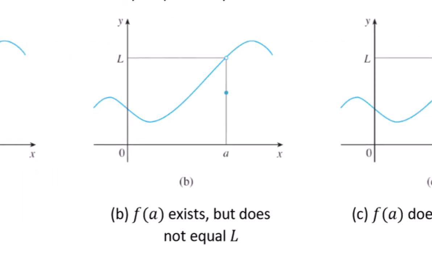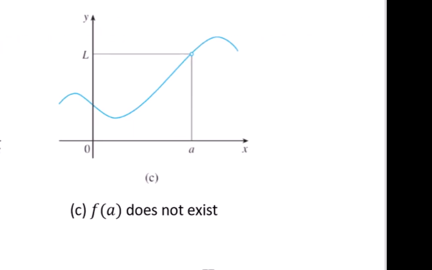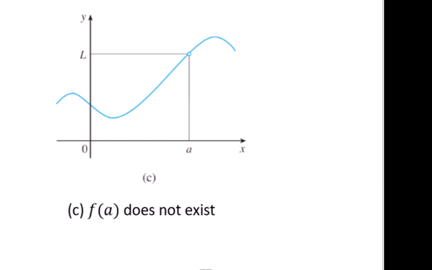In graph B, though, we still have f of a, but notice how there is a hole on the continuous part of the graph there at L, and f of a is actually defined somewhere else. So f of a exists, but does not equal L. In the third graph, f of a does not even exist. There is a hole there where x equals a.